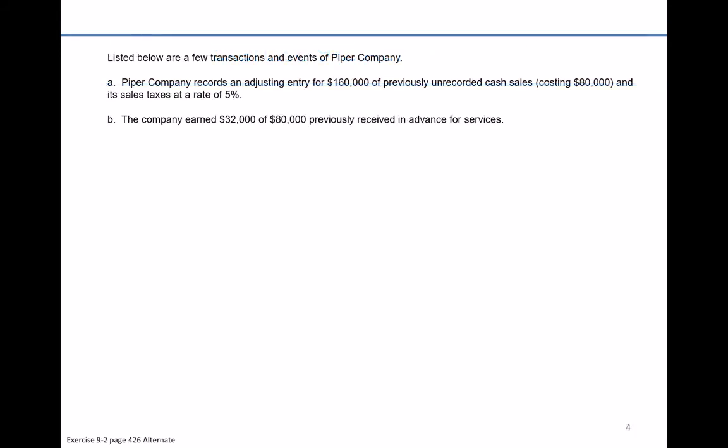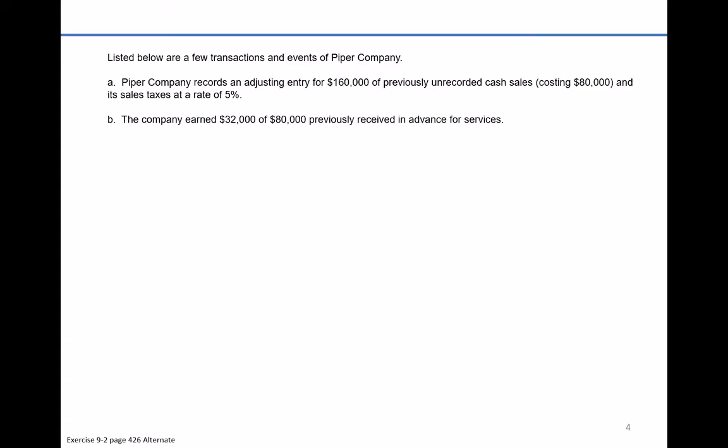This is an alternate version of exercise 9-2 from page 426 of the text, chapter 9, reporting and analyzing current liabilities. This problem is going to take a look at recording known current liabilities. So it says Piper Corporation has a few transactions below.